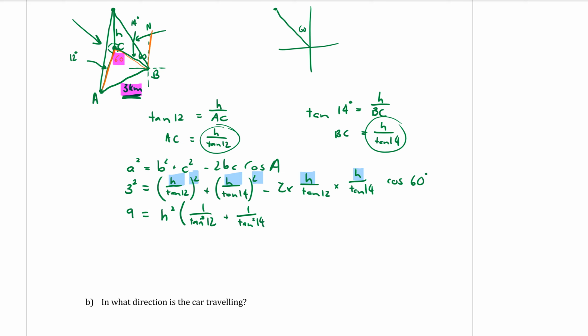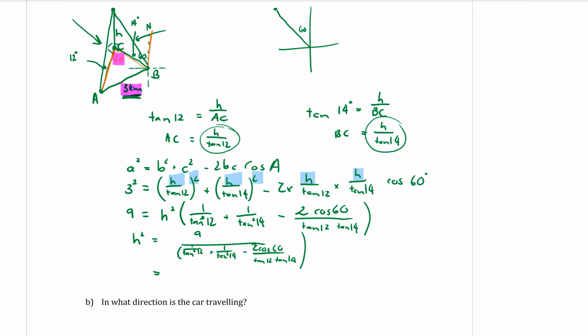And then, for the third term, I've taken the h squared out, but I still have the 2, and I still have the cos 60, that would be times together. I can put those on the top. And on the bottom, I have got tan 12, tan 14. Close bracket. So to get the h squared, I need to do 9 divided by that whole big bracket. Let's write it down again. 1 over tan squared 12 plus 1 over tan squared 14 minus 2 cos 60 over tan 12 tan 14. Now that is quite a bit to type in, so please give that a go.